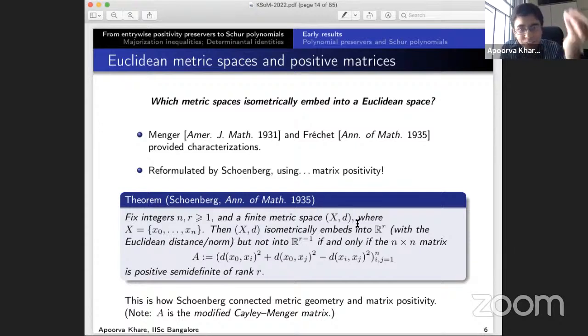So suddenly it connects Euclidean embeddings to positive semi-definiteness. And the smallest dimension is the rank. So that's how Schoenberg connected these two seemingly different areas. This matrix A is called the modified Cayley-Menger matrix. It goes back to work of Menger, but also to Cayley, maybe 100 years before that. It's a beautiful area of mathematics, and Schoenberg provided another beautiful connection to matrix positivity.